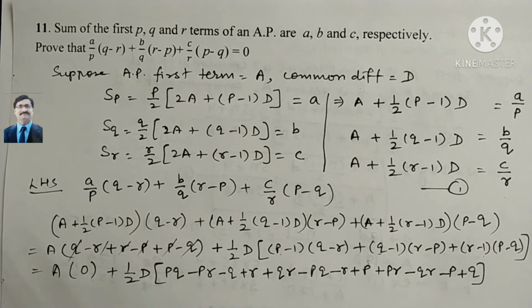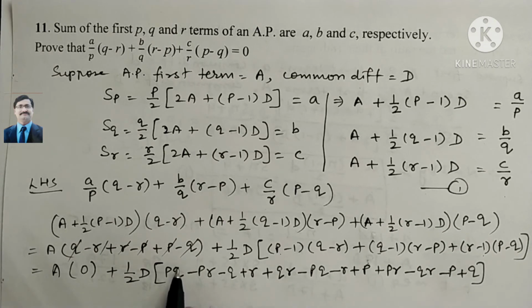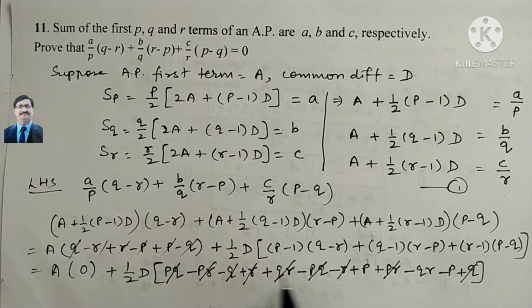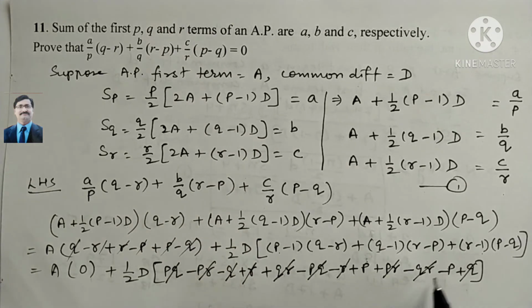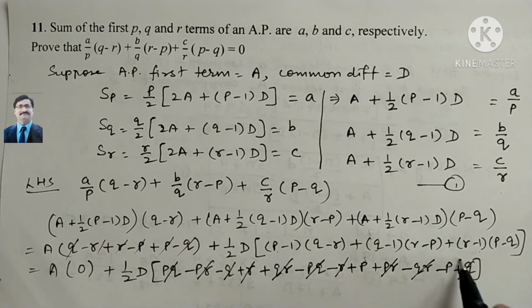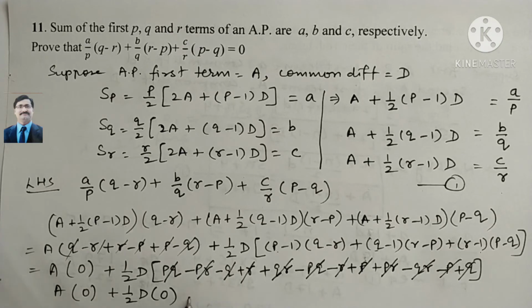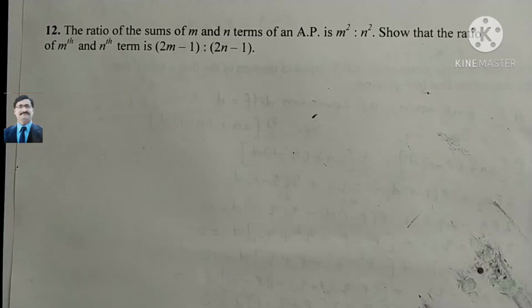Okay, and look here, this PQ and PQ cancel, minus PR and plus PR cancel, minus Q and plus Q cancel, plus R and minus R cancel, plus QR and minus QR cancel, and here this minus P and plus P cancel. So here all these cancel, means we have 0, means 0 into anything, you will get 0, so that is equal to the right hand side. All of you understand this?